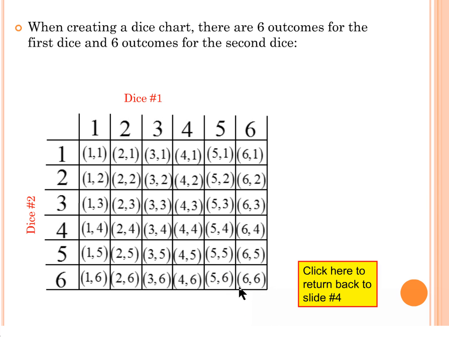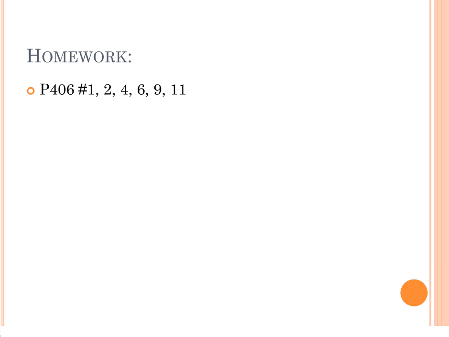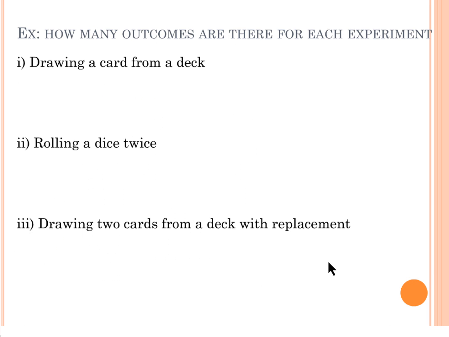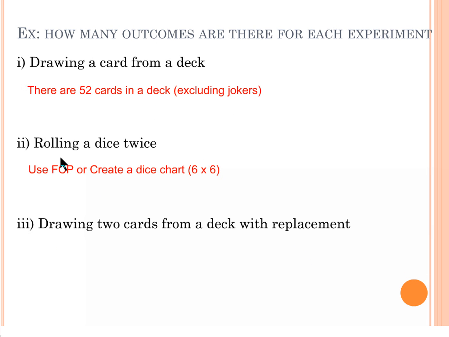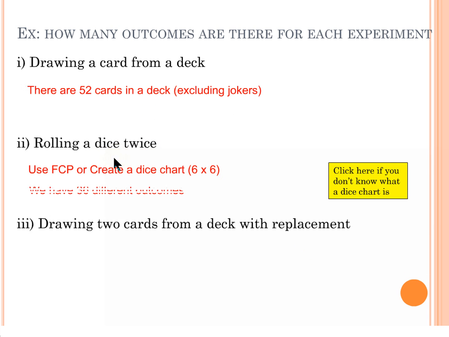Another example is the first dice could be a 6, and the second dice could also be a 6. So we have 36 different outcomes when we're rolling 2 dice. Alright, now let's go back to the outcome sheet. So when you're rolling a dice twice, we have 36 different outcomes.